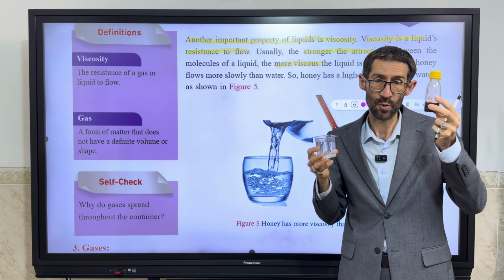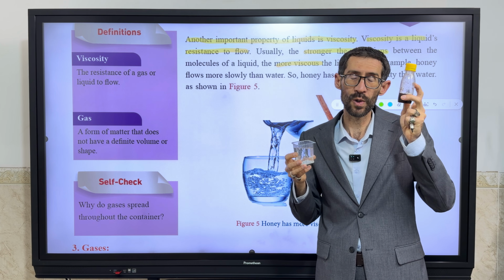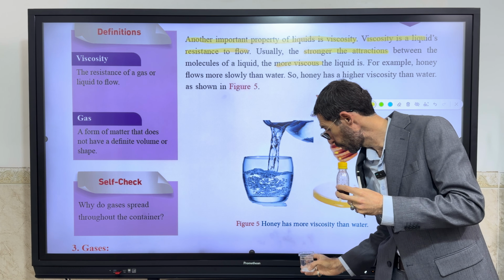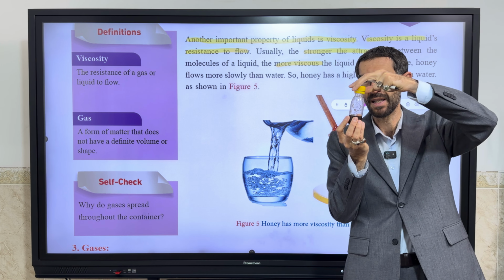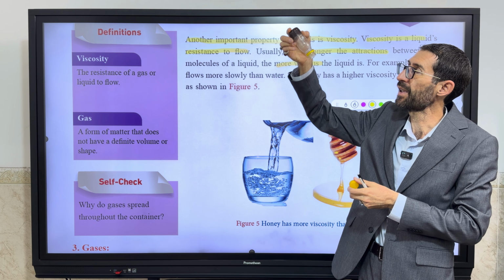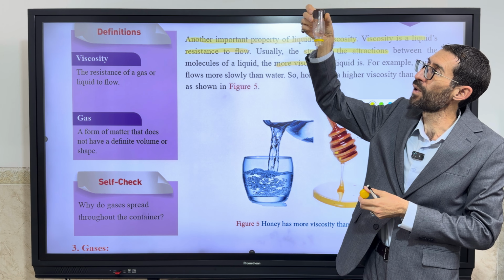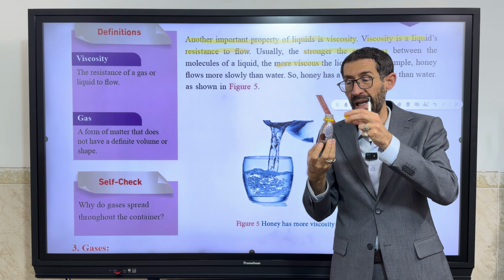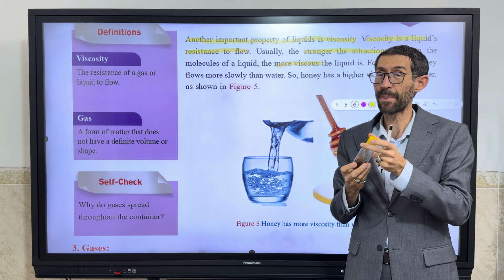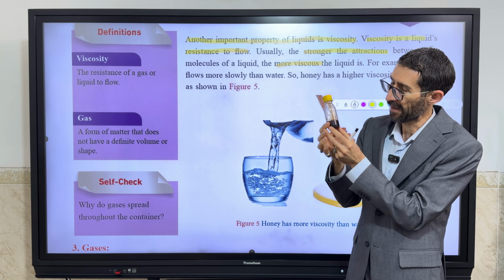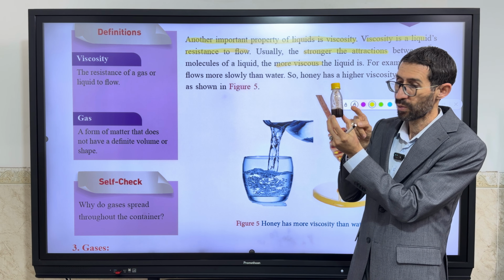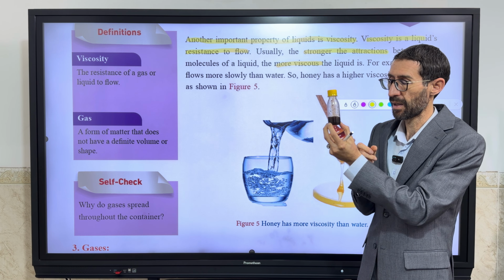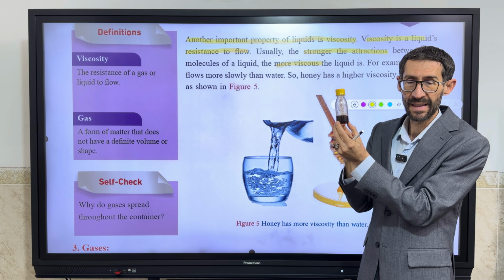We have this case in honey as well. Honey looks like the jam, but honey is more viscous than the jam. I'm gonna invert this container. Whenever you invert it, you see, the flow of the liquid is slower than the flow of water. It takes time to flow. Keep in mind that here we have a viscous liquid. We have a high resistance between the particles. The particles have high resistance to flow. The ability of flow of the jam is low.